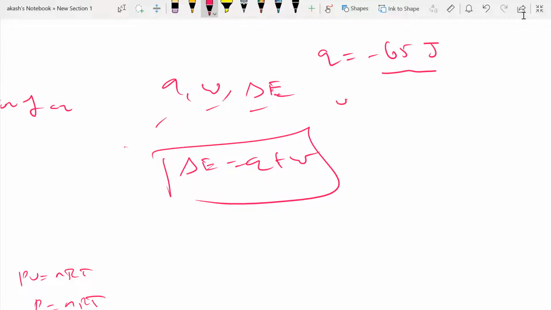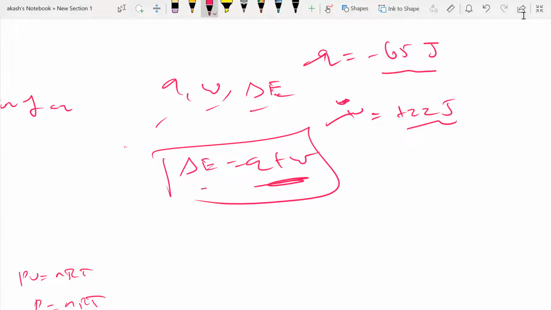Now we know another thing. Work done by the system is negative, work done on the system is positive, right? So here they're telling that work is done on the system, so that should be a positive value, and positive value of 22 joules, plus 22 joules, is the work done. That's it, right? So you already found out Q, you already found out W.